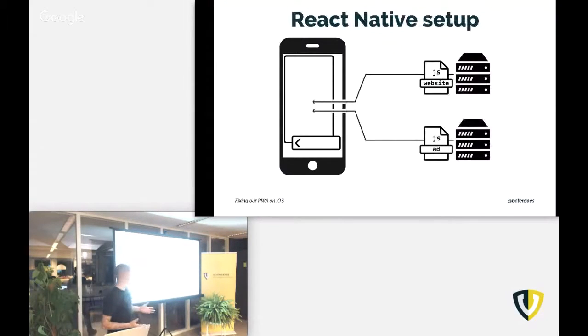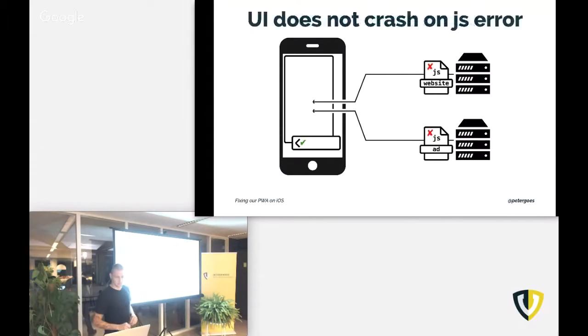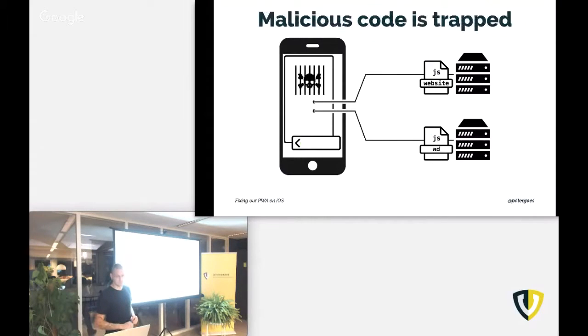Okay, then this is our setup. We have the website like it is, exactly like it is. Point our WebView to it, have the ads being loaded like I always do, and put our native elements on top of it. And the best of all, we can control everything from React Native. So the UI does not crash when there's an error, because it's contained within that environment. And even malicious code is being trapped inside that thing because it has nowhere else to go.